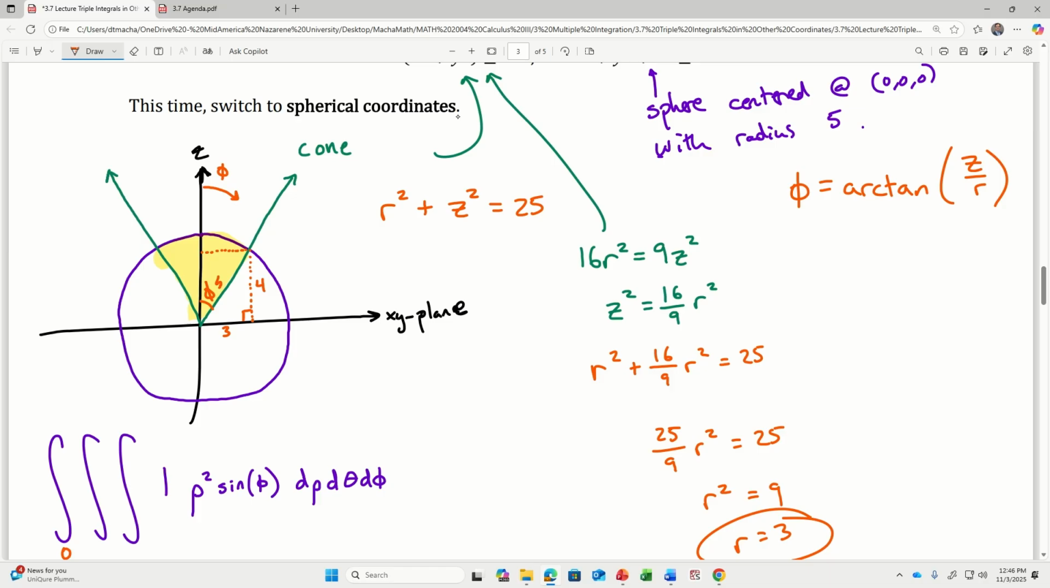And so tangent is opposite over adjacent, which would be r over z. My bad. Drawing a picture really helps think through this. I could use arctangent of r divided by z, which is, for my upper bound, going to be the arctangent of 3 divided by 4.